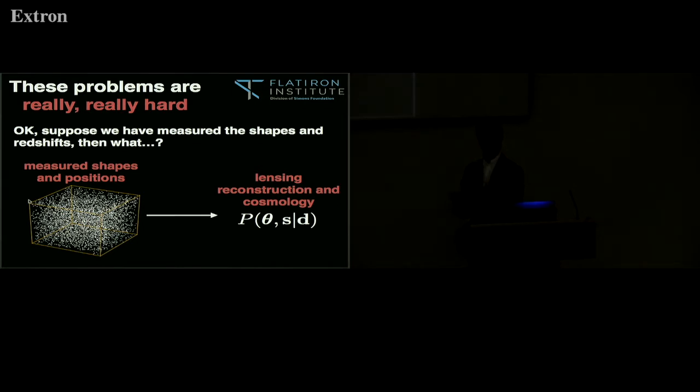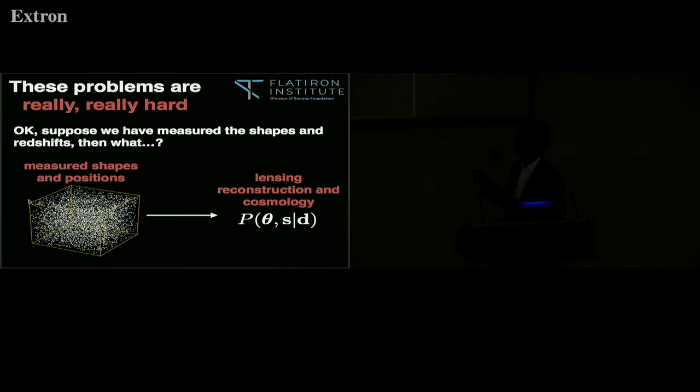What were the properties of the initial fluctuations that seeded the large-scale structures in the universe? These are the things we really care about. What is the mass of neutrinos? And the lensing distortion field, given the data that we've observed, which is now a bunch of measured shapes and redshifts. So this is actually crazy.